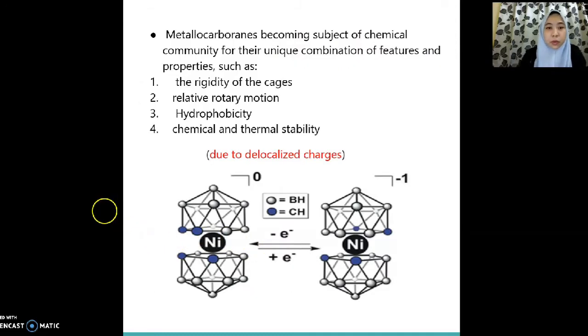Metallocarboranes are becoming a subject of the chemical community for their unique combination of features and properties, such as the first one, the rigidity of the cages, the second one, the relative rotary motions, the third one, hydrophobicity, and the fourth one, the chemical and thermal stability. Here we can see the delocalized charges and also the electron transfer.